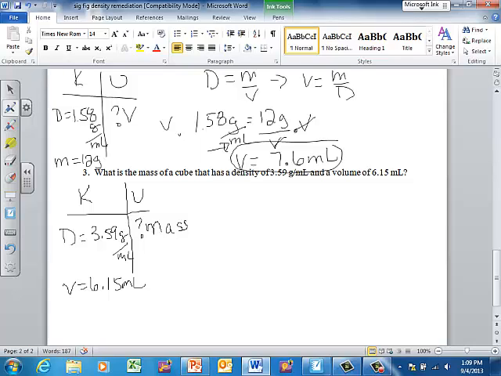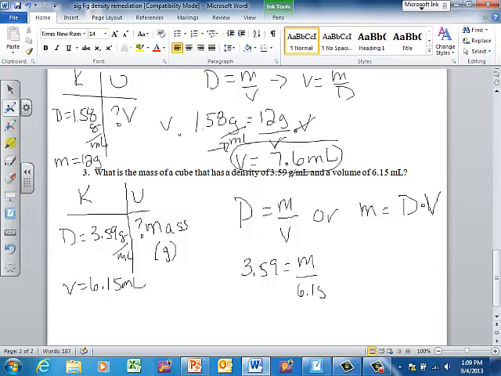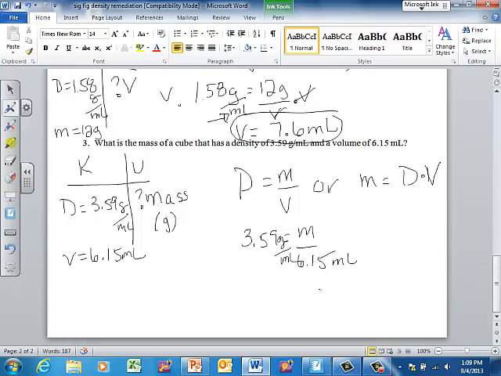Now, just as a quick check for mass here, my density is grams over milliliter, so my mass unit is going to have to be in grams. I plug in density equals mass over volume. I showed you sometimes how to also manipulate it into mass is always going to be density times volume. Either one is fine by me. I've got 3.59 equals mass over 6.15. And regardless, you're going to take 3.59, multiply it by 6.15. I can have 3 sig figs in my final answer. So my final answer here should be 22.1 grams.